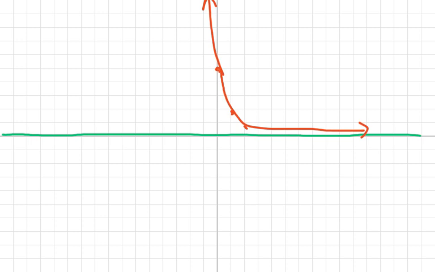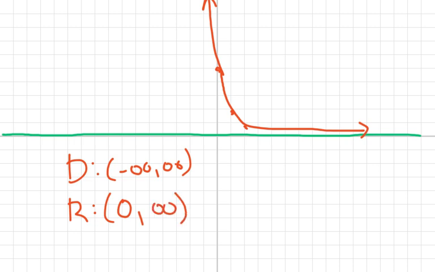So your domain here, again, these domains are always going to be negative infinity to positive infinity. My range is my low to my high. My lowest, it's approaching 0. I have an arrow going up to infinity.